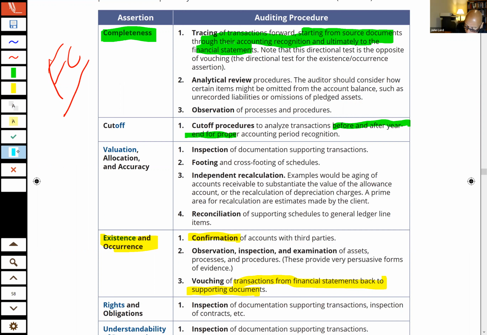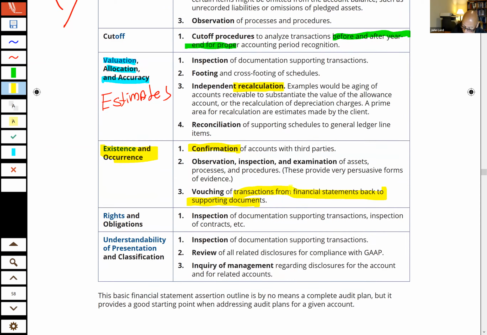When we look at valuation, allocation, and accuracy, guys, these are estimates. And when you audit accounting estimates, you recalculate. You say, well, depreciation is an allocation, isn't it? Do they really know if this asset's going to last 20 years? They don't. So you would recalculate to see if they put the correct amount in for their depreciation, etc. Okay. All right.